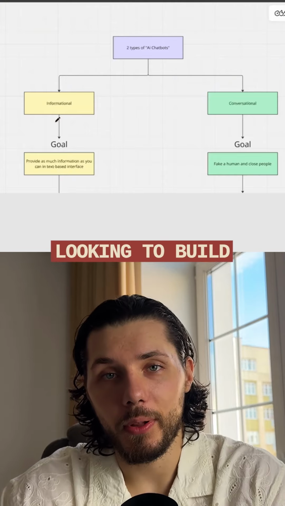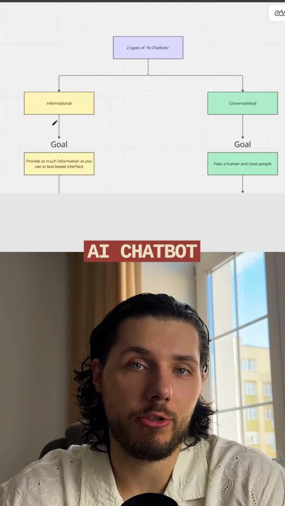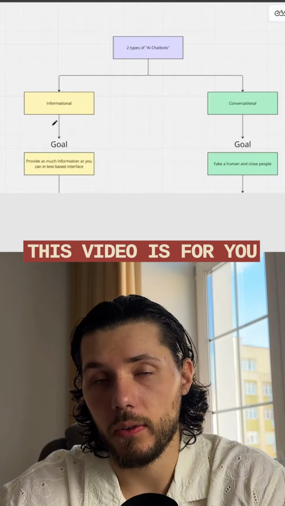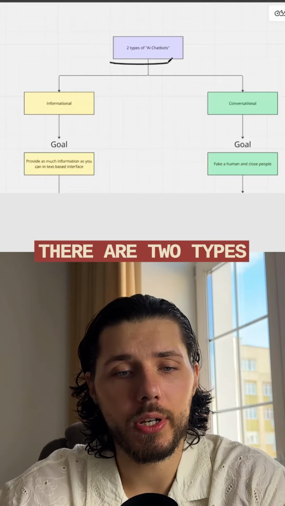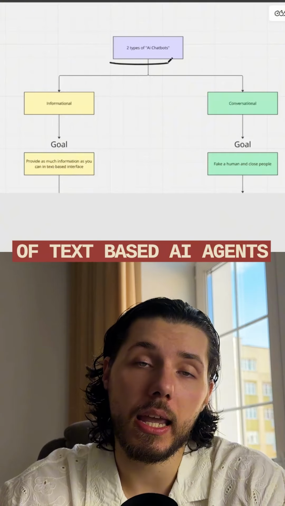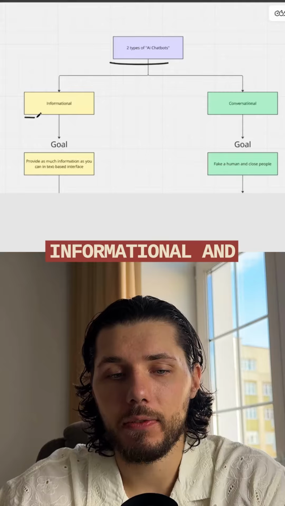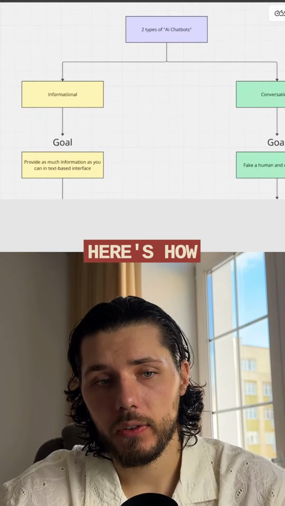If you're looking to build a production-ready AI chatbot, this video is for you. There are two types of text-based AI agents, aka chatbots: informational and conversational. Here's how it usually looks.